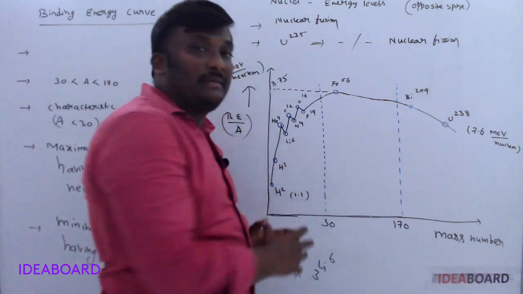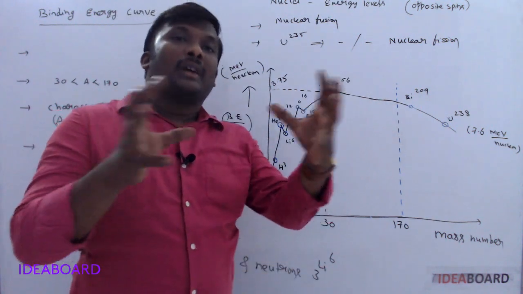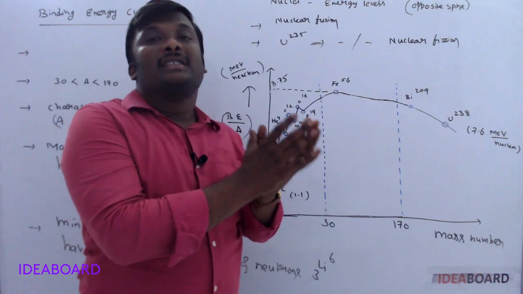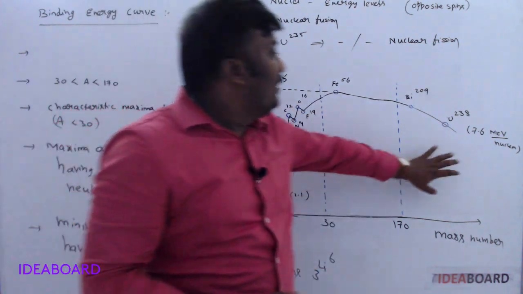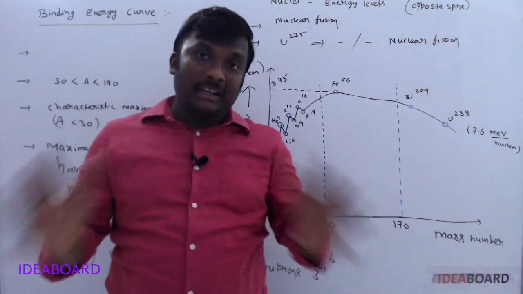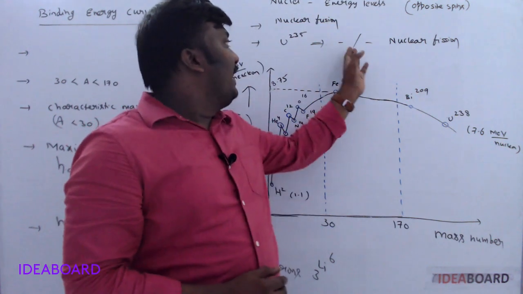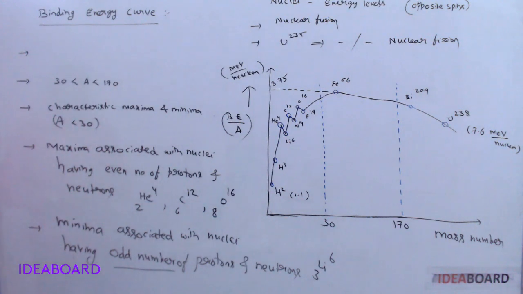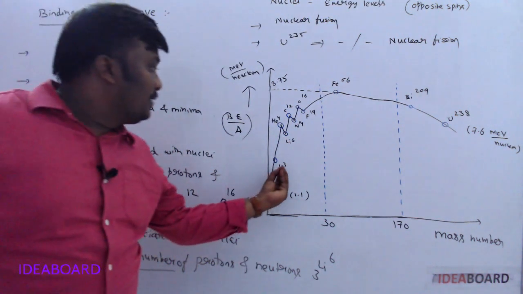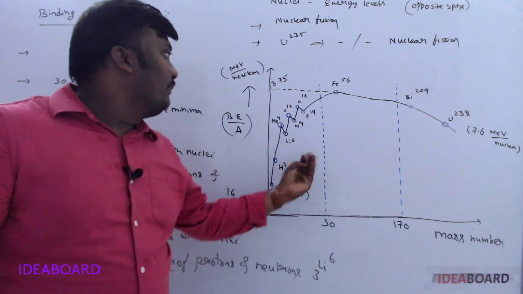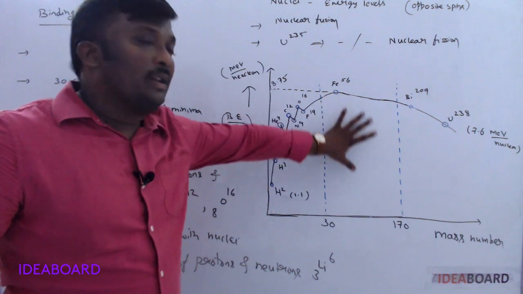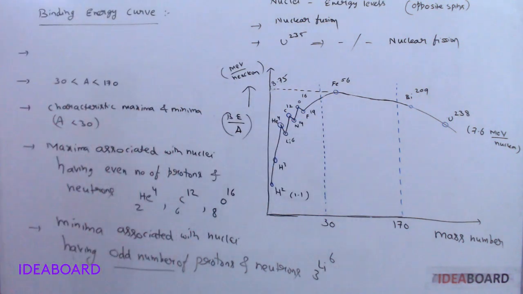Lighter nuclei always try to combine to become heavier, stable nuclei. Heavier nuclei generally split to get stability. This is the binding energy curve. Understand now? Please watch properly. The diagram is not possible to expand. Check it once properly. Thank you.